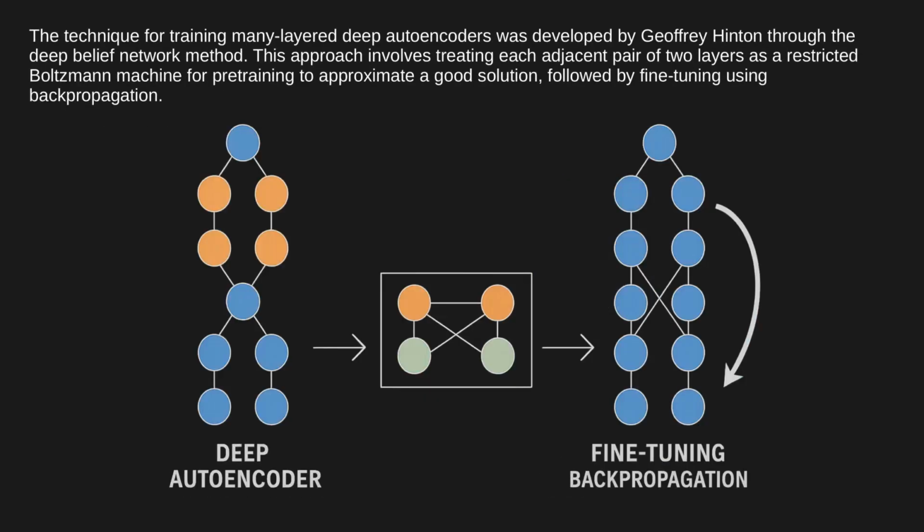The technique for training many-layered deep autoencoders was developed by Geoffrey Hinton through the deep belief network method. This approach involves treating each adjacent pair of two layers as a restricted Boltzmann machine for pre-training to approximate a good solution, followed by fine-tuning using backpropagation.